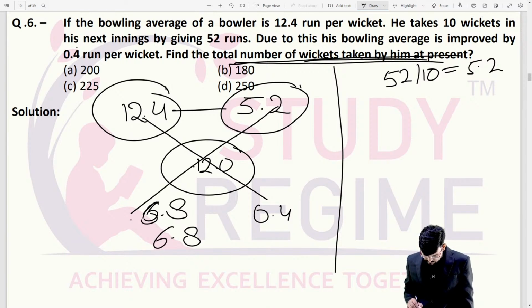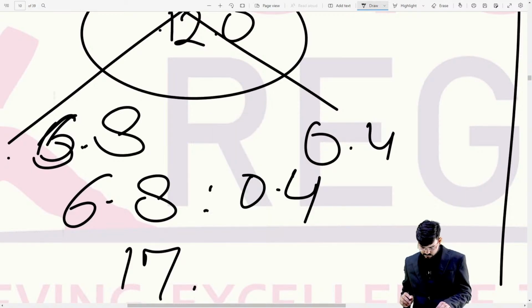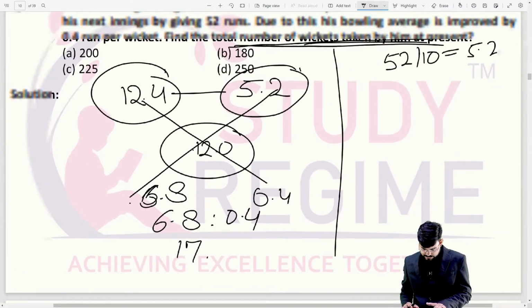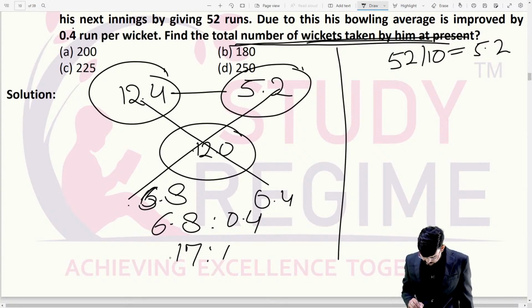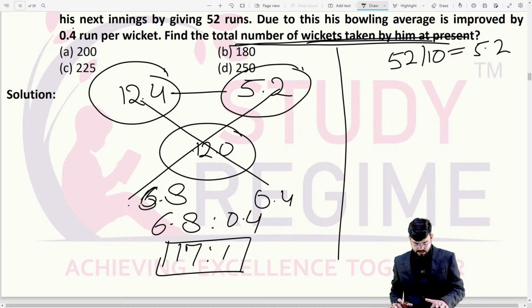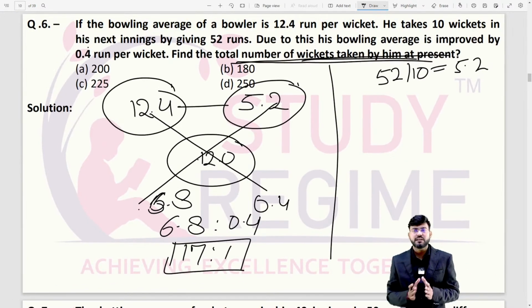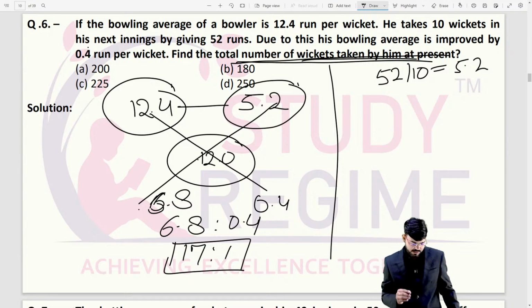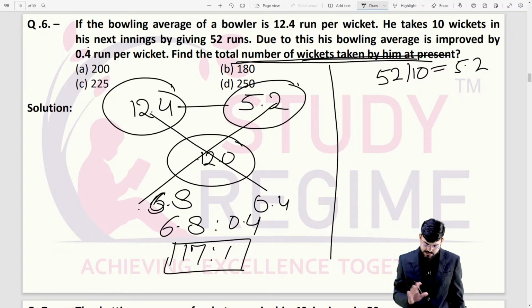6.4 to 6.8, you will find the ratio as 17:1. Why am I taking this? Because I am just trying to solve this question with a different approach. You can solve it by average also, but I am trying to solve it with a different approach. So I am applying mixture and allegation here. I will tell you later on what this is.